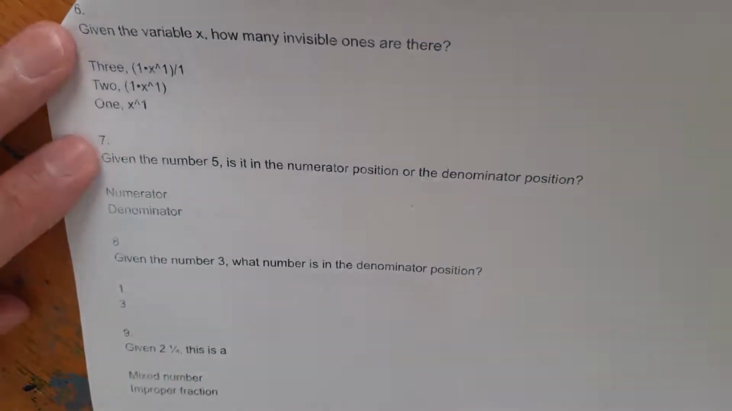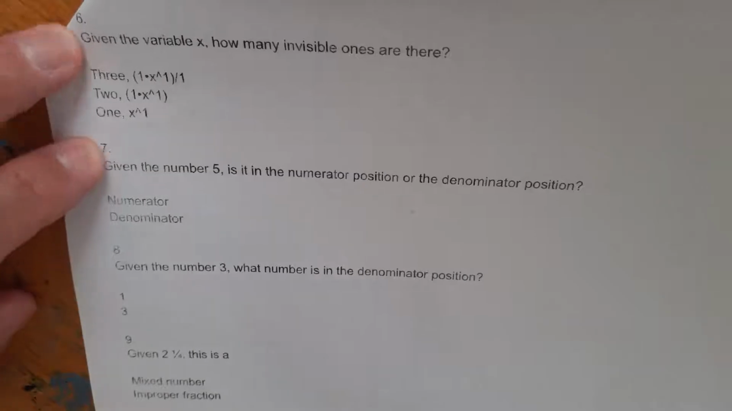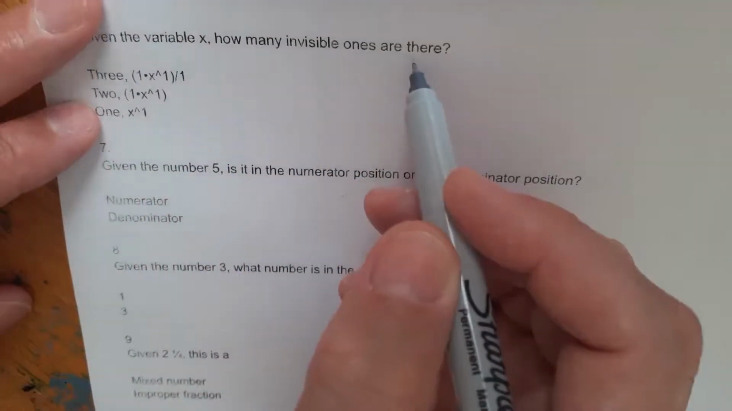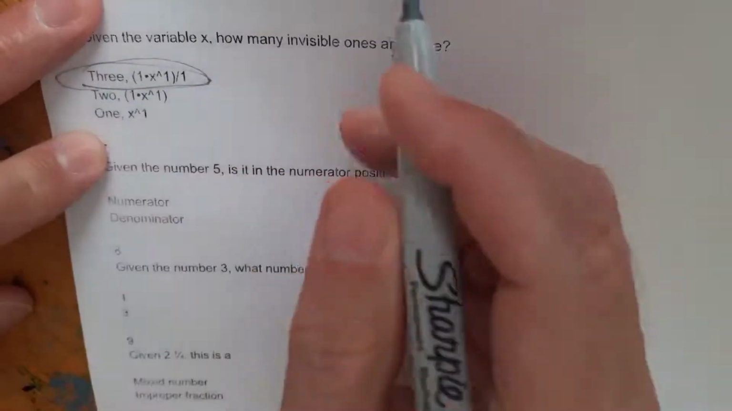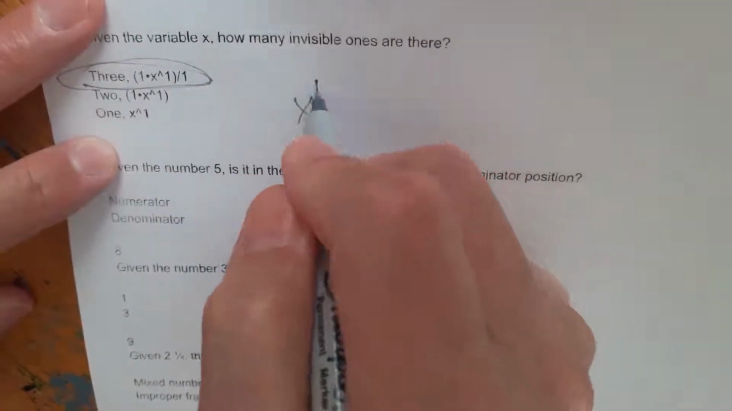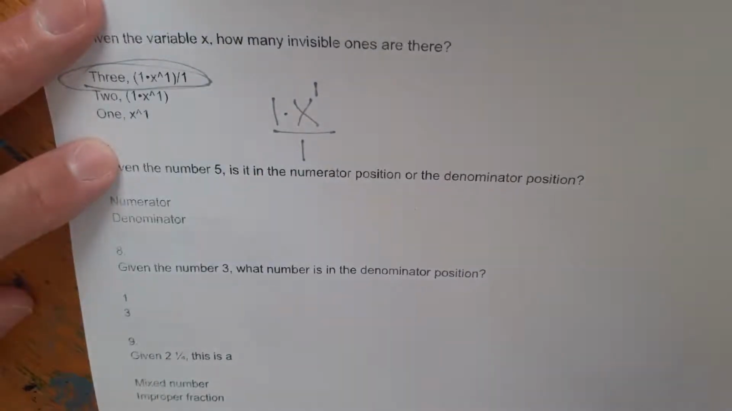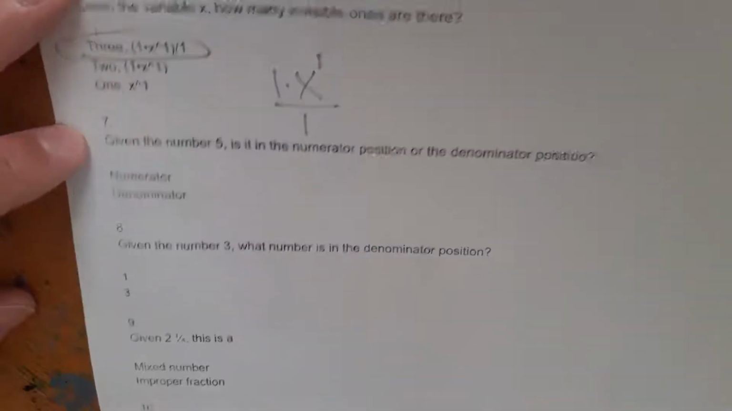But that makes things challenging for students because they're like, what do you mean it's sitting there? Can't see it. Right? Given a variable, how many invisible ones are there? There's 3. So let's say we have an x. There's a power 1 that's invisible. It's divided by 1, and it's multiplied by a 1. There's 3 invisible ones. It's called the 3 invisible ones rule.